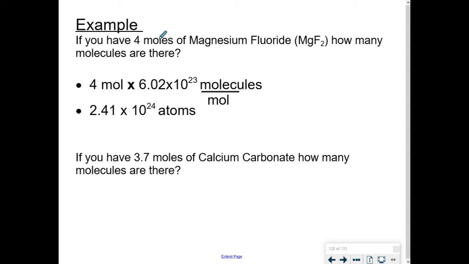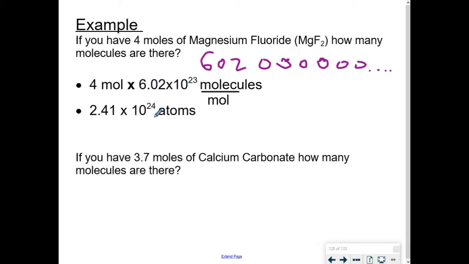If I told you you had 4 moles of magnesium fluoride, you take 4 moles, you times by the official number here. It's actually 6.02 to the 23, because you know how that number was 602,000 with all those zeros afterwards? I can't even write them all. That's why it's 6.02 to the 23. Well, if you multiply those together, you'll get your value.